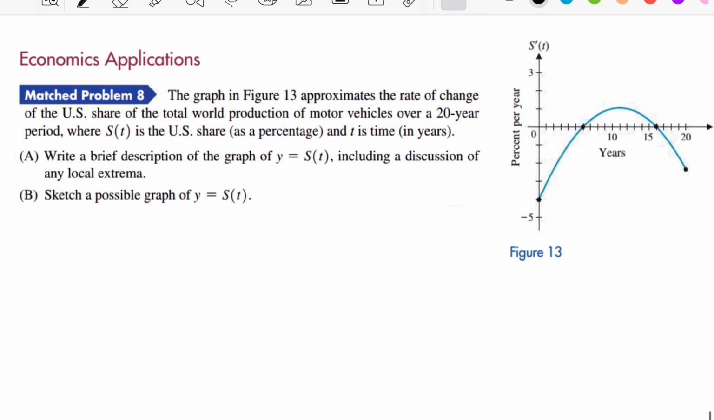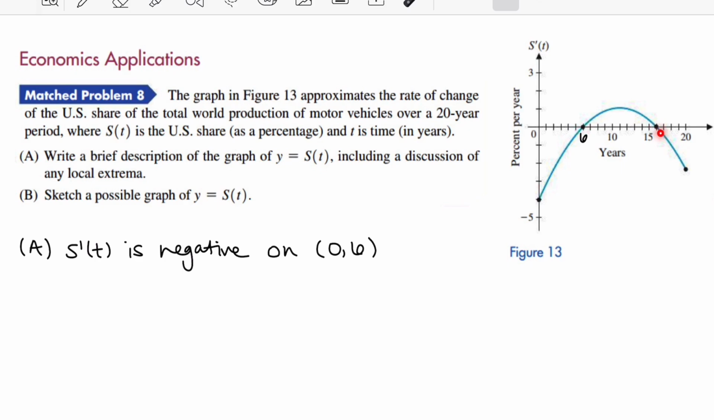But notice, this graph here essentially contains the same information as a sign chart. As we can see in this region here, from x is equal to 0 to 6, S prime of t is negative. We can also see that S prime of t is negative on this interval here, from 16 to 20. And then S prime of t is positive in this region. So this is from 6 to 16.